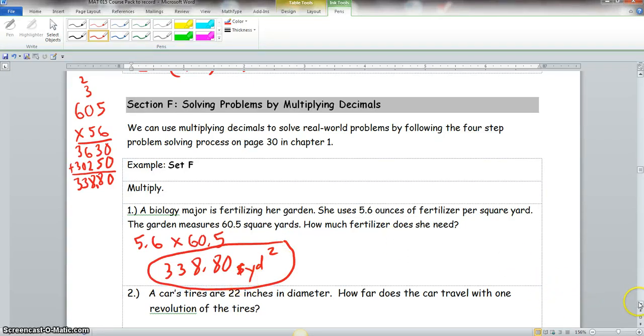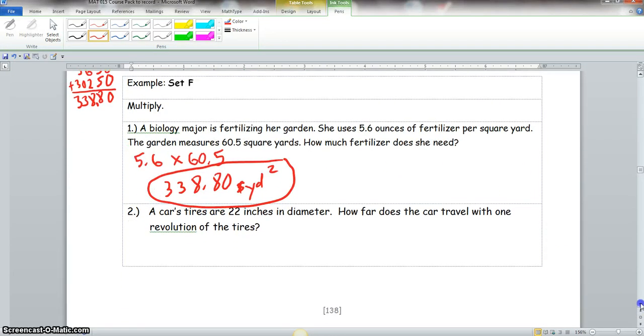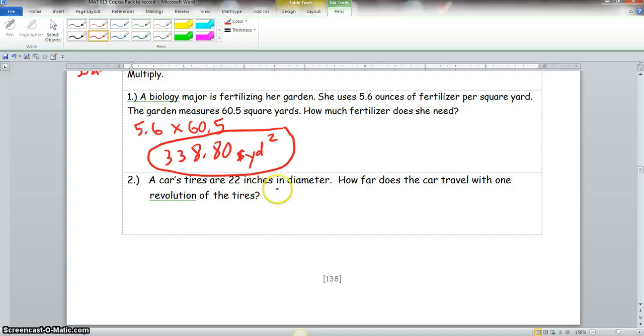Okay, now it says the car tires are 22 inches in diameter. How far does the car travel with 1 revolution of the tire? That means that it goes around all the way. So you know it goes in a circular motion. So we do the circumference is equal to pi times diameter. Now we know we will represent the pi with 3.14, and our diameter is 22.